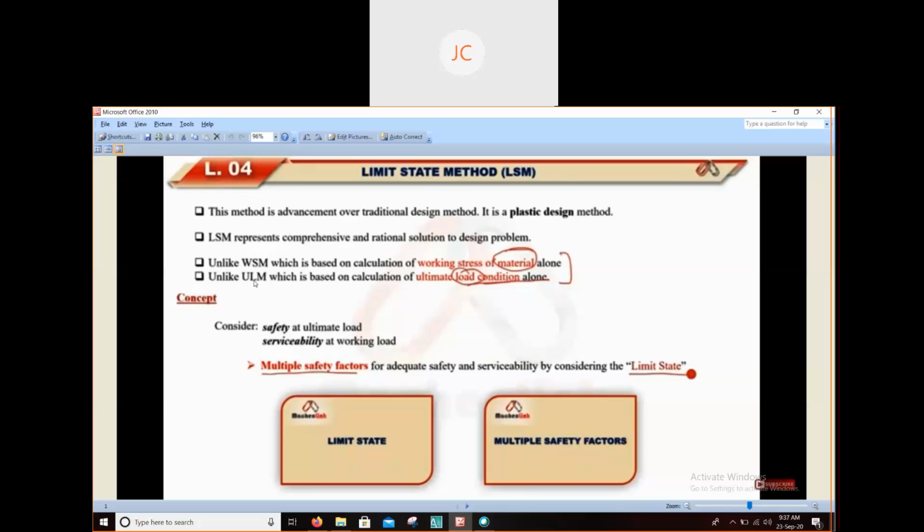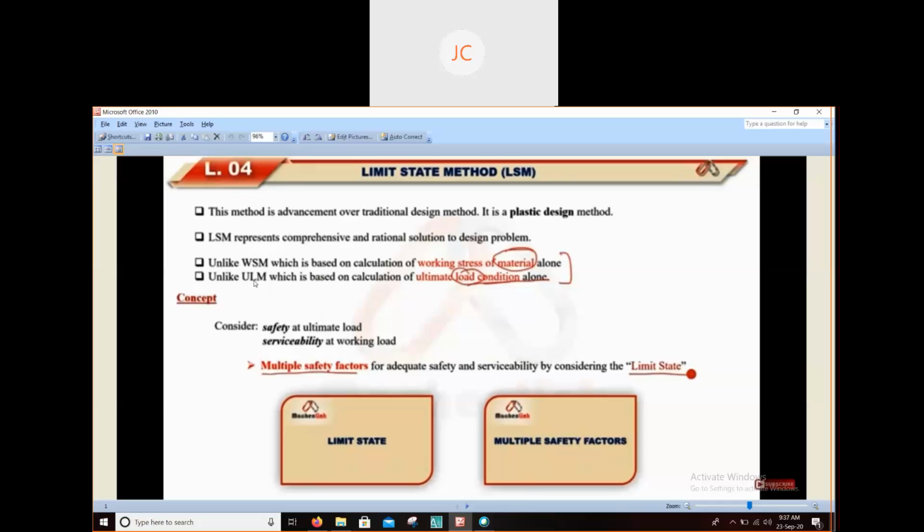Okay, so now, what is the meaning of the word limit? I told you before also, and I think all of you know that. What is the meaning of the word limit? Limit means maximum. Okay, limit means maximum.